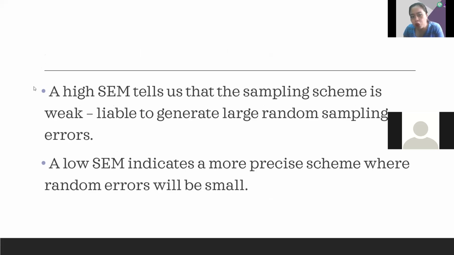Now, this is how you are going to interpret the result of the computed standard error of the mean. A high SEM will tell us that the sampling that we do is weak and it will be causing a lot of errors. But if we will get a low number for the SEM, that means our data is precise and that the random errors will be small. So since we cannot identify random errors, they are unpredictable, we will just check whether our sampling will give us a lot of errors or not.